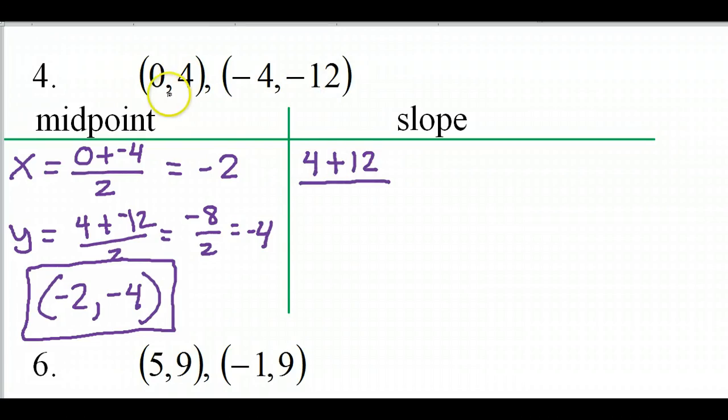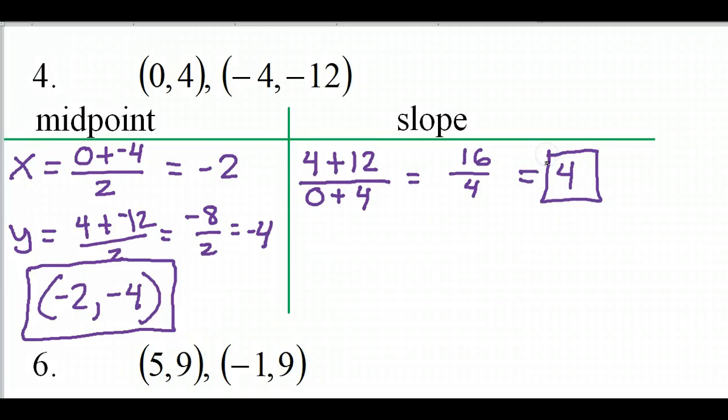Oh, I get to do it again for the x values. For the x values, 0 minus negative 4, so I get to put 0 plus 4. I love it when the second number is negative. So that's going to give me 16 over 4, which is 4. So that should be the slope for number 4.